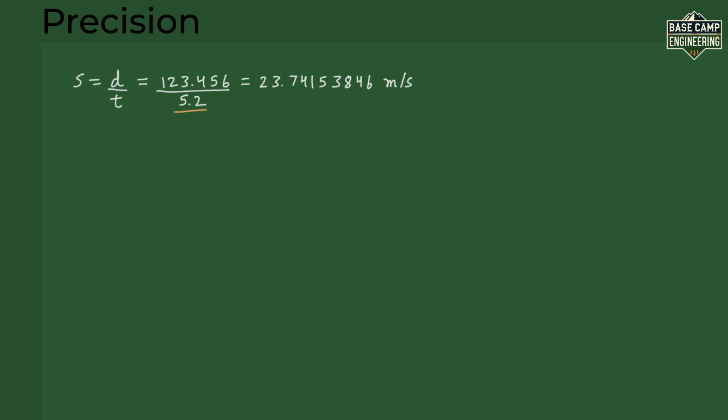But 5.2 has one decimal place and 123.456 has three decimal places. So we use the least precise number, which is one decimal place. We round 23.74153846 to one decimal place, which is 23.7 meters per second. Engineers use precision like this to make sure their calculations for things like rocket speeds or airplane distances are reliable and not misleading.